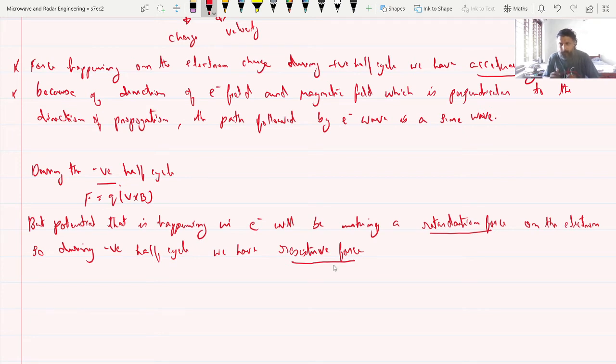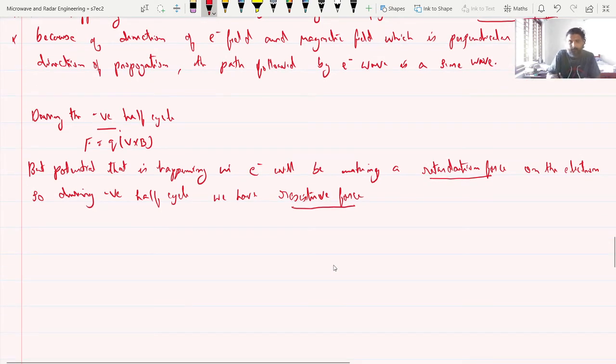Clear? So what I will do is give you a small note. What happens? There are two forces there: the accelerating force and the resistive force. With the accelerating force, the velocity of the electron increases, and with the resistive force, the velocity of the electron decreases.